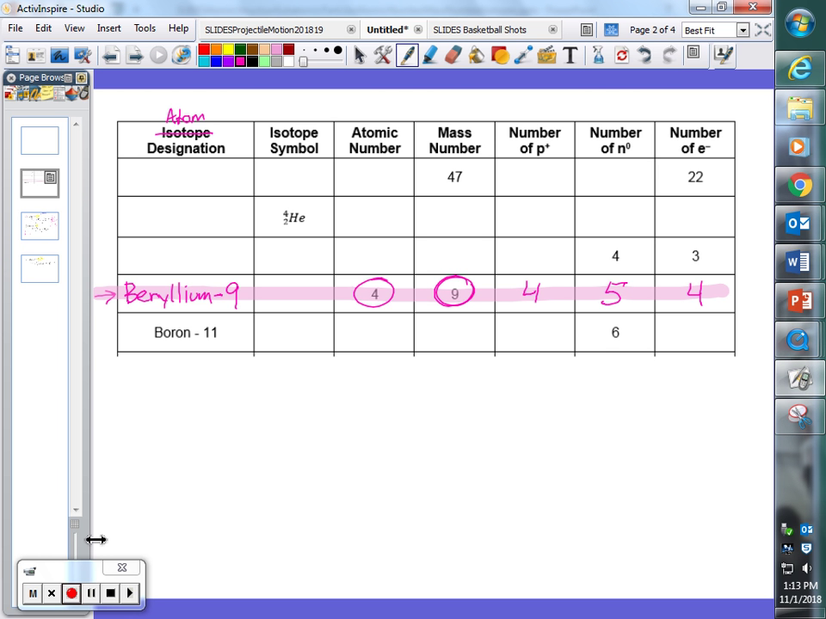Last, symbol. We start off with the symbol of the element that we're talking about. What is the symbol that we use to represent a beryllium atom? Be. Capital B, lowercase e. Then we said there are two numbers that go to the left. The top number is the what? The mass number. For this particular beryllium atom, what did we say the mass number was? 9. So 9 is going to go on the top.